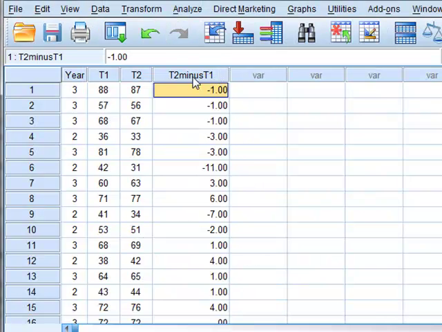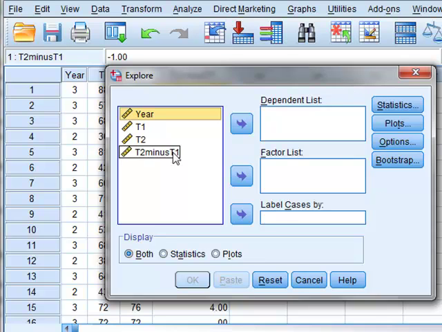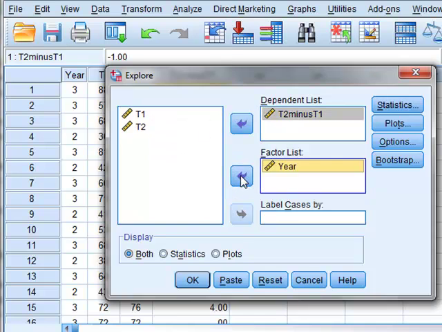Okay, this has created the new variable T2 minus T1 in the fourth column, and we will explore this data using Analyze, Descriptive Statistics, Explore. T2 minus T1 is the dependent variable, and we will investigate it for the different years.